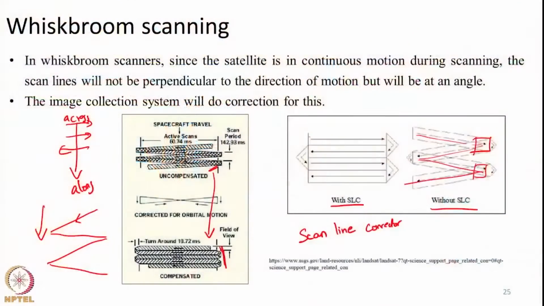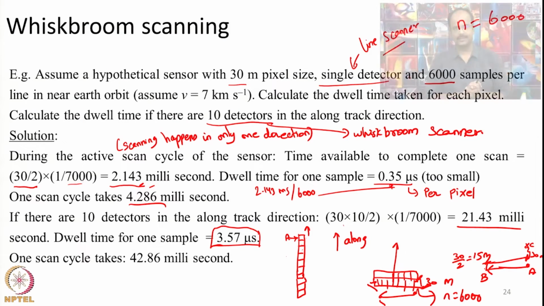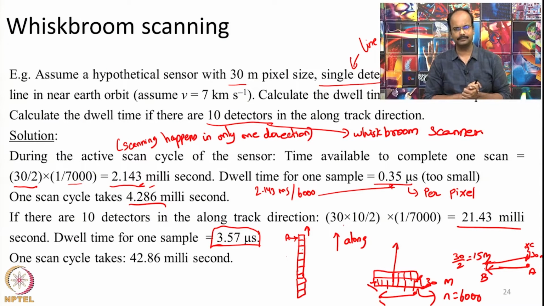And in push broom scanners, let us take the example of our older example, where we have to collect 6,000 samples. Okay. We will go back to the previous example of what we have done. Yes, here let us assume we have to collect 6,000 samples.